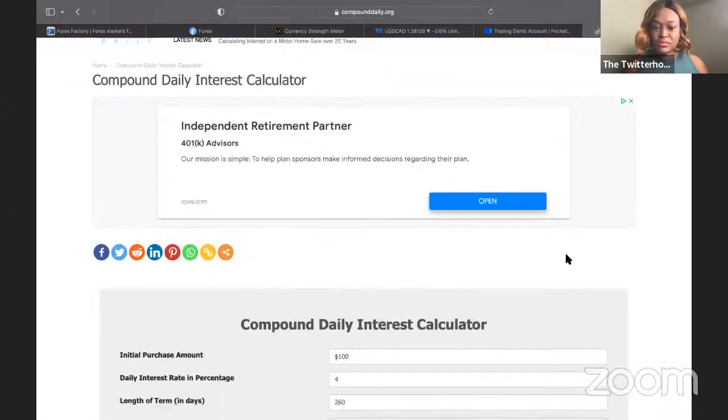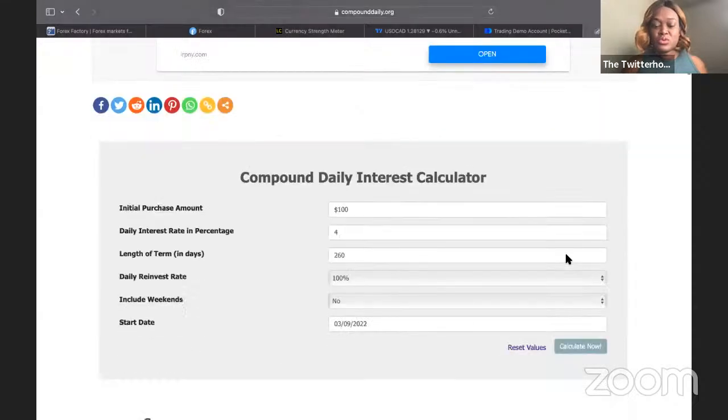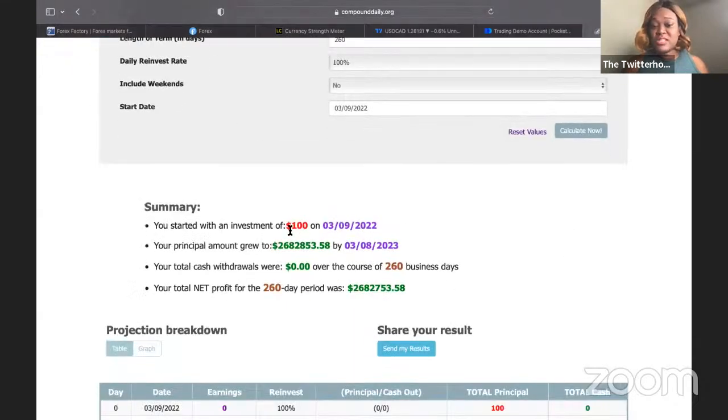So say you didn't do 2.6 million and you were only able to do half. That's still over $1 million you can make in a year if you're disciplined and patient. So it's up to you.